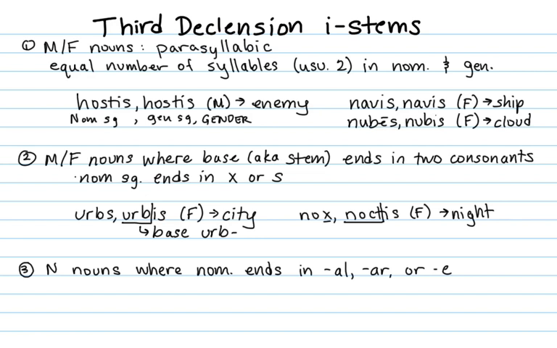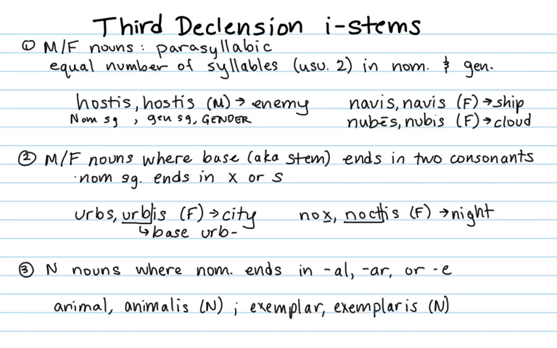The third kind of noun that follows the I stem pattern is neuter nouns, any of them where the nominative ends in AL, AR, or E. So for example, animal, animalis, neuter, or exemplar, exemplaris, neuter. Any nouns that follow any of those 3 rules, third declension nouns following those 3 rules, are I stems, and they will have the new endings that we learned in this chapter.